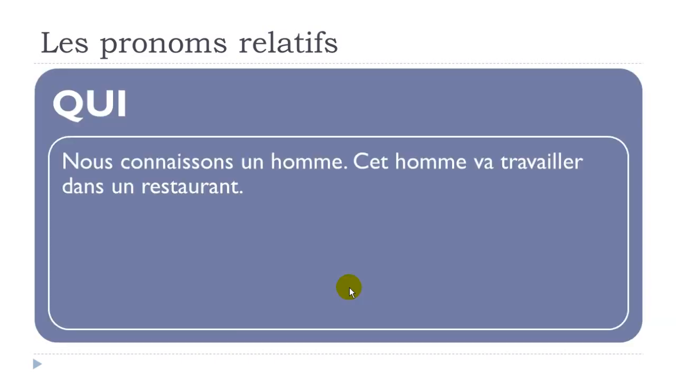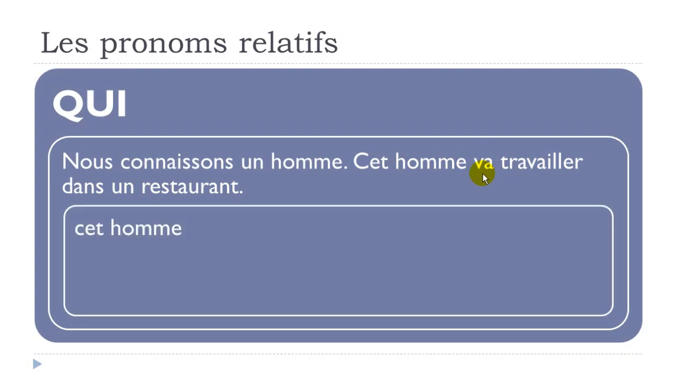And then we'll see a third example. Nous connaissons un homme. Cet homme va travailler dans un restaurant. Okay? So in that case, what do we have here? We've got a second sentence in which we've got this is going to work. So va, it's aller. That's what we call futur proche. So this man, cet homme, is going to work, va travailler, all right?